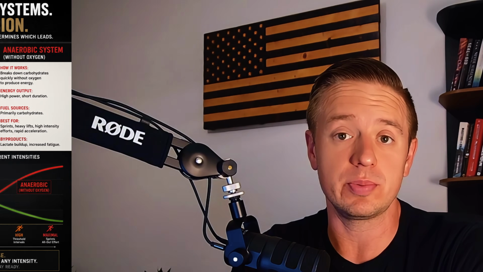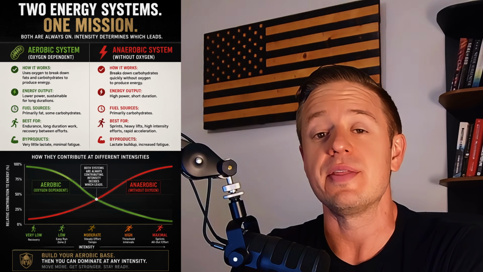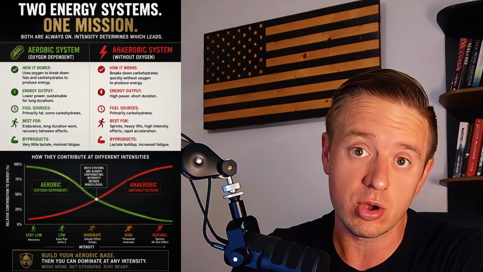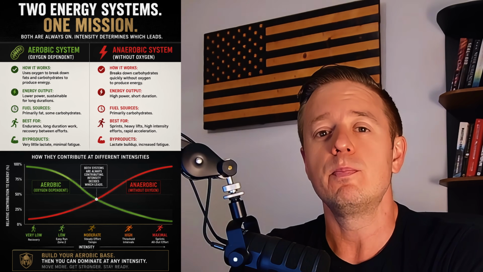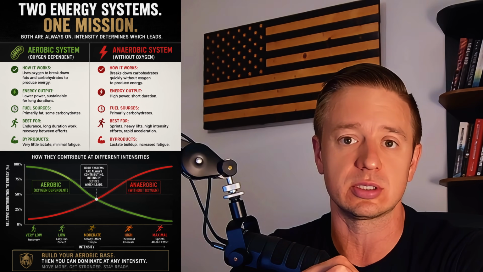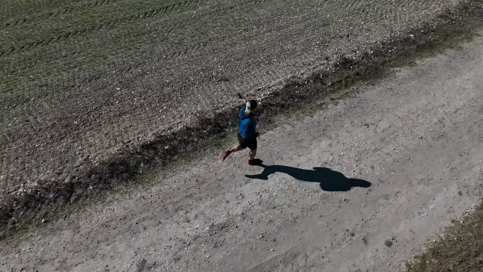We have the anaerobic energy system. This is your high intensity energy system. And then you also have your aerobic energy system. This is your low intensity energy system. Both energy systems are active at all times. It's not like we just turn one on and switch the other off once we start running faster.